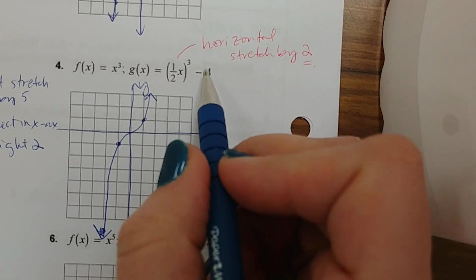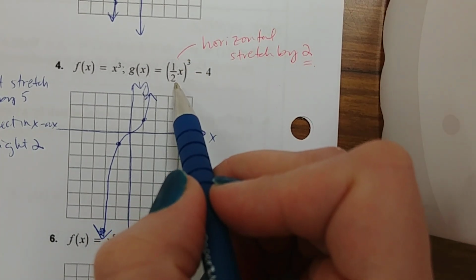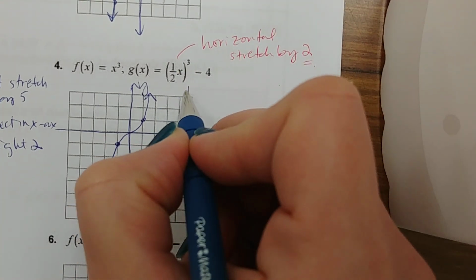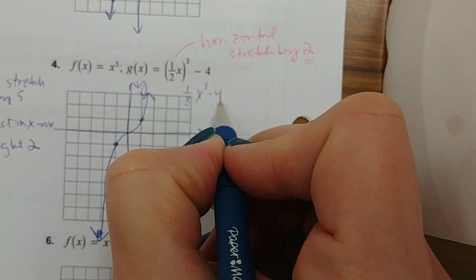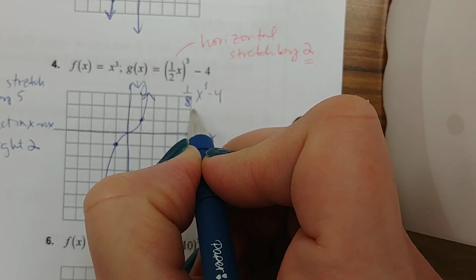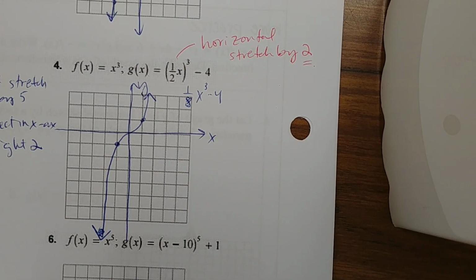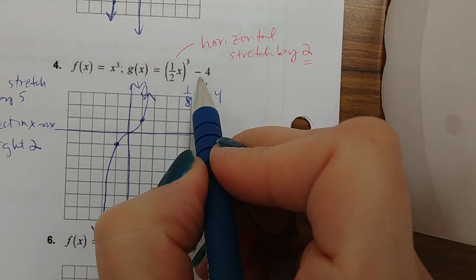So in interpreting these transformations, this is a horizontal stretch by 2. I could actually simplify this and cube it and make it 1/8 x cubed minus 4. And now that would be a vertical shrink by a factor of 8. And I could graph that instead if I wanted to, but based on the way it's written, it's a horizontal stretch by 2, and I'll show you how to do that. And then we have down 4.